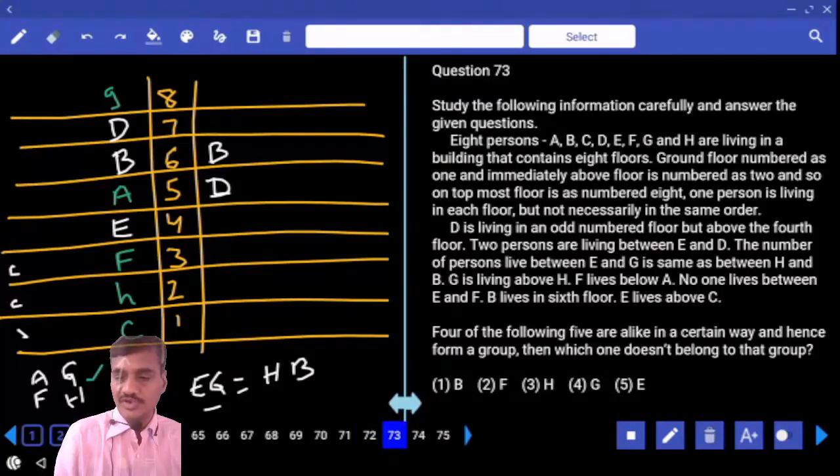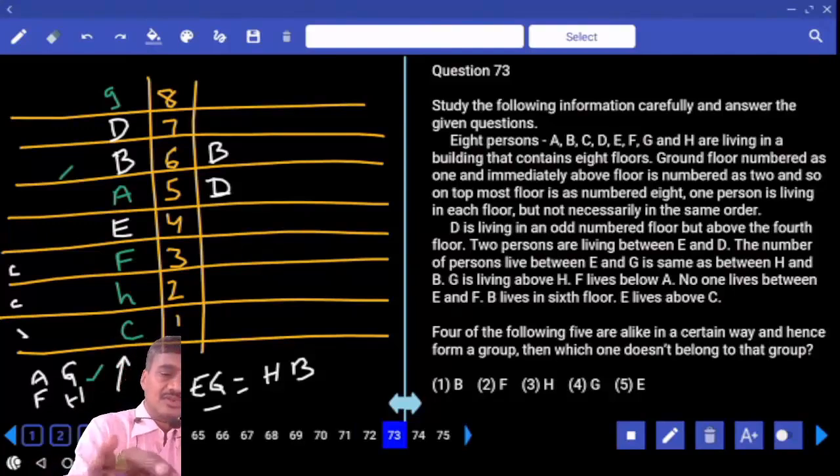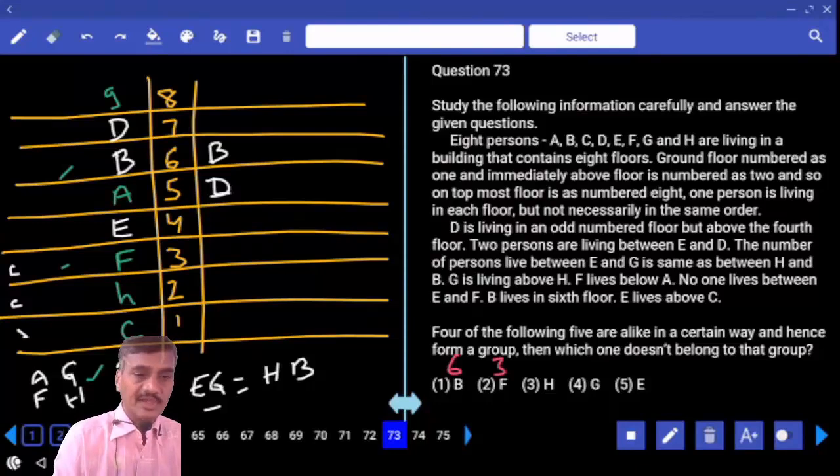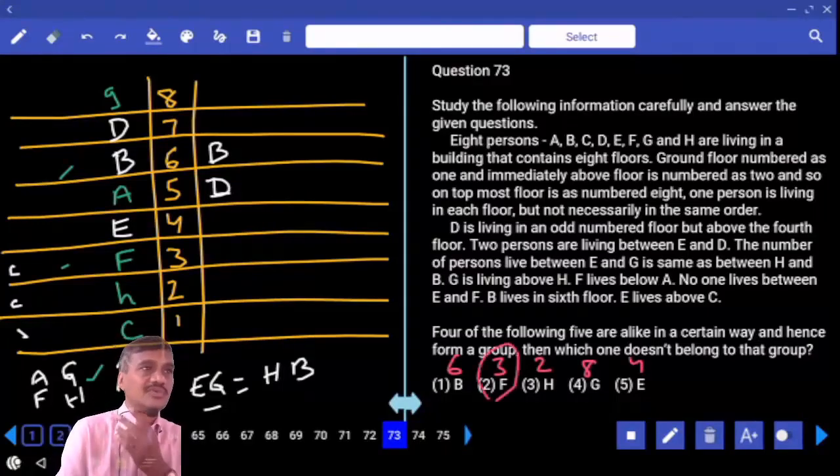Then 73. Which of the following are on an even floor: B, F, H, G, E? B is on the 6th floor, F on the 3rd floor, H on the 2nd floor, G on the 8th floor and E on the 4th floor. Except F, the remaining 4 persons are living on an even number floor, and F is living on an odd number floor. Choice 2, question number 73.